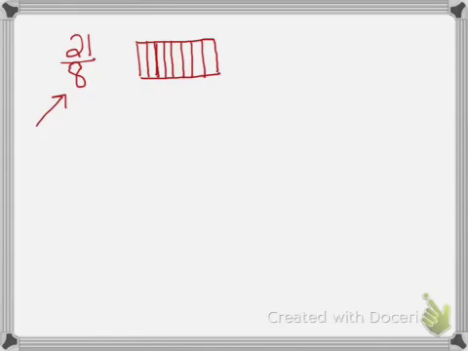Okay, so I have 8 pieces here, and our numerator tells us how many are shaded in. Well, it's definitely more than 8, but let's just begin there. So we know we have 1, 2, 3, 4, 5, 6, 7, 8. But we have 21 pieces, so I'm actually going to have to draw another picture.